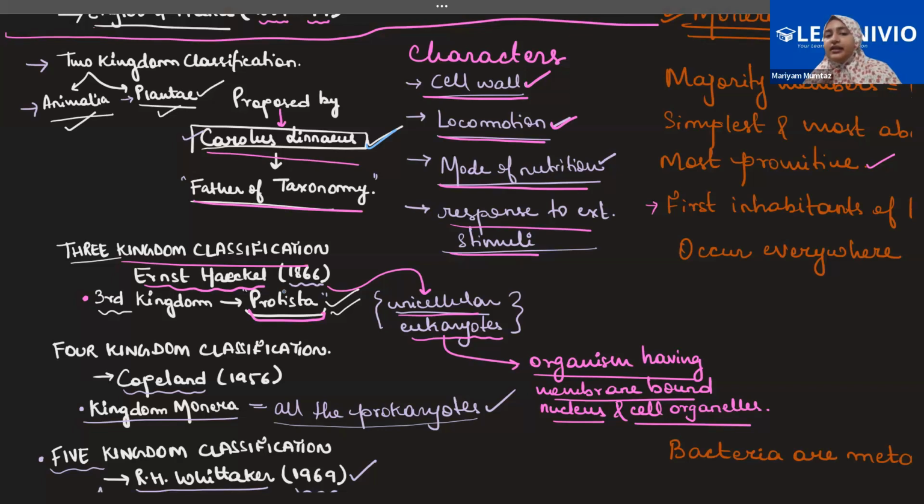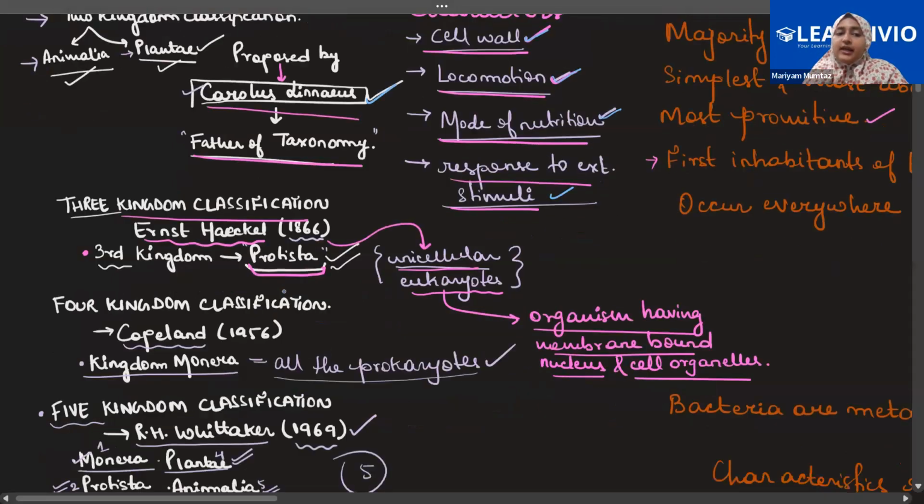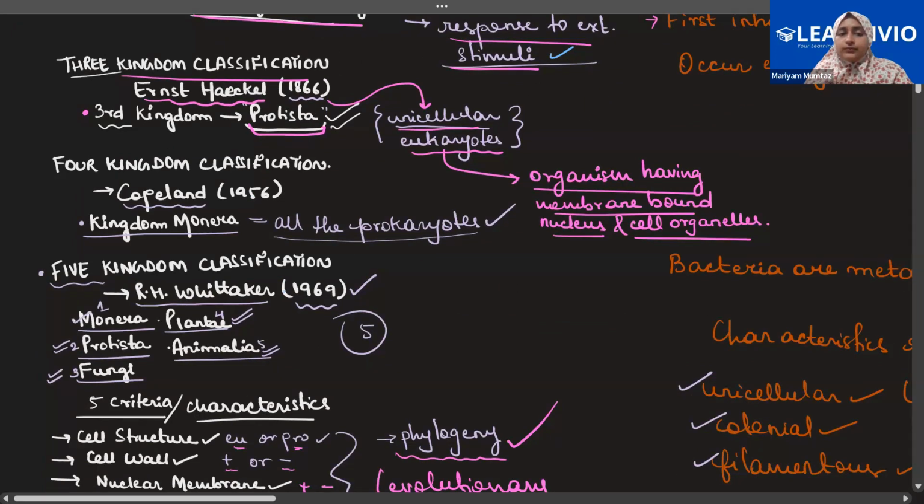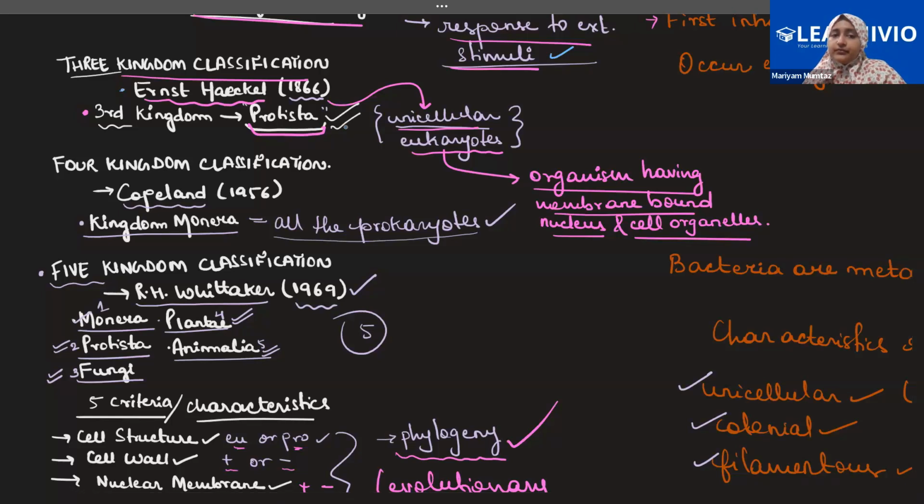The characters that he took into consideration were cell wall, locomotion, mode of nutrition, and the response to external stimuli. So this was the two kingdom classification. After this came the three kingdom classification, given by Ernst Haeckel in the year 1866. Apart from kingdom Animalia and kingdom Plantae, a third kingdom was added, the kingdom Protista, which consisted of all the unicellular eukaryotic organisms.